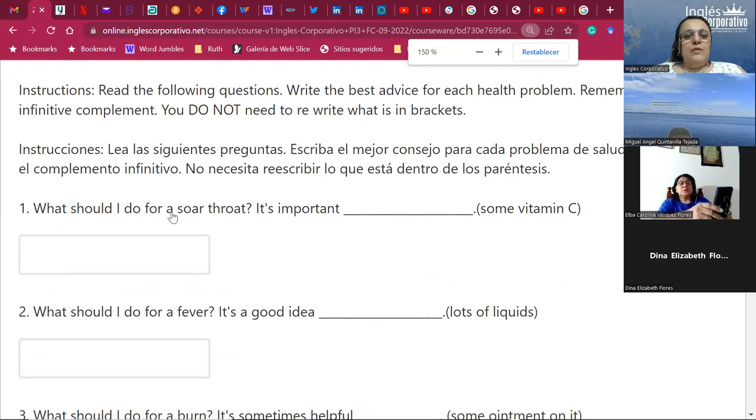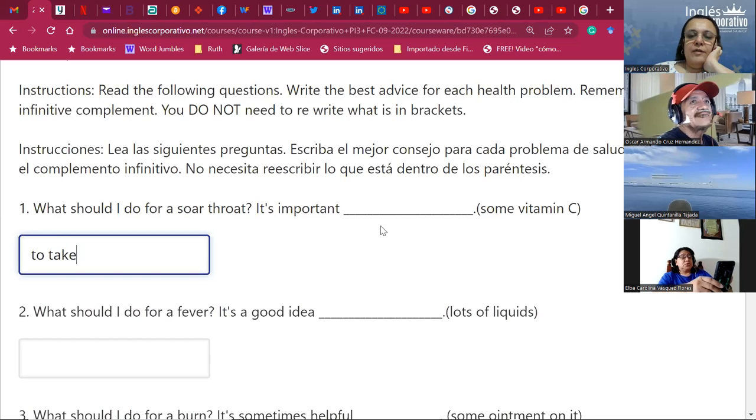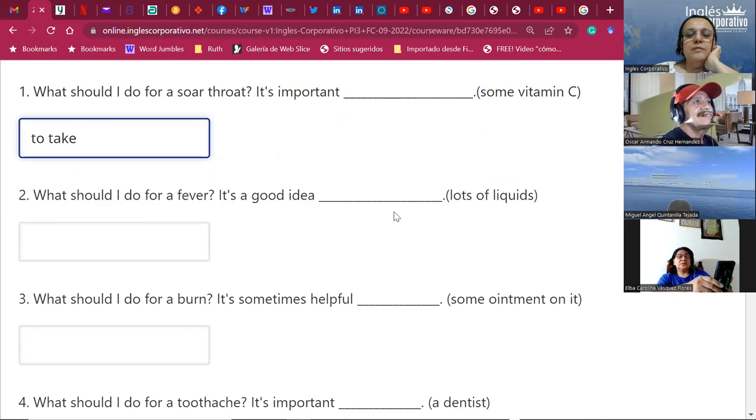What should I do for a sore throat? It's important to take some vitamin C. To take some vitamin C, okay? Now, someone to read number 2 and give the solution.